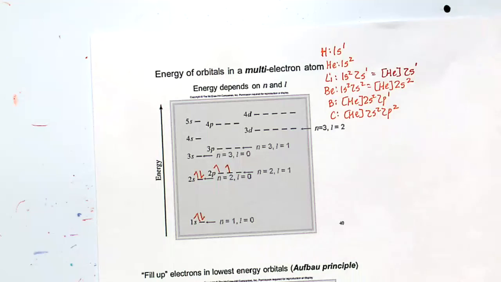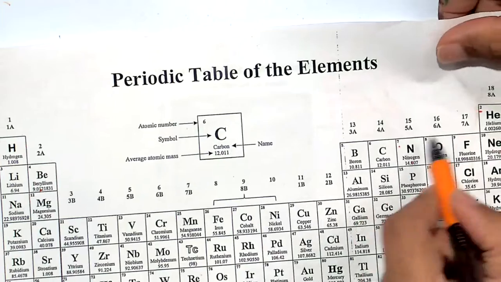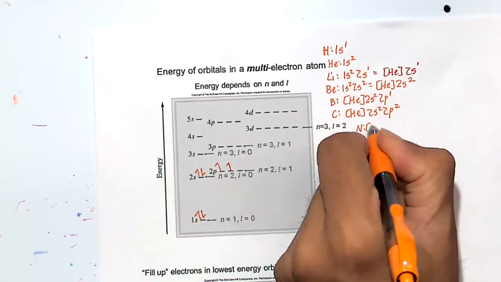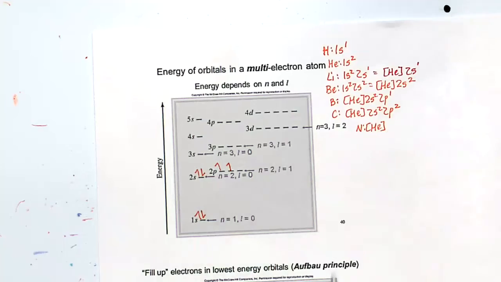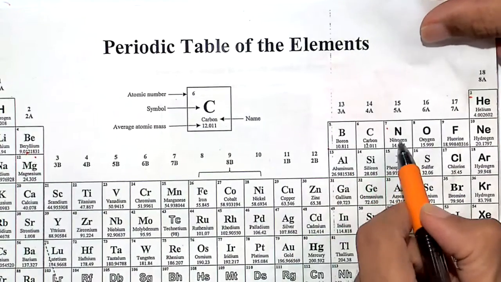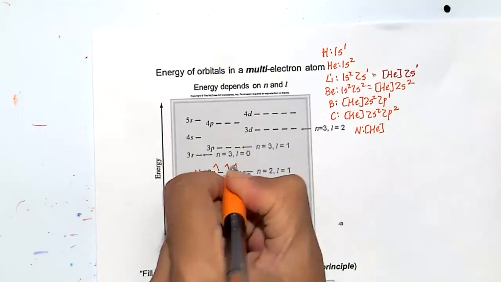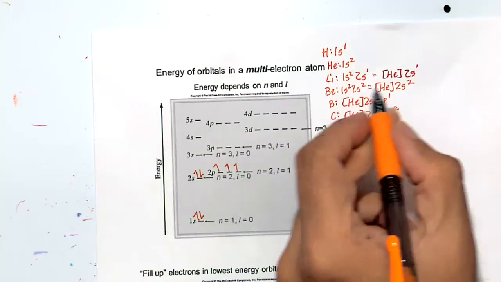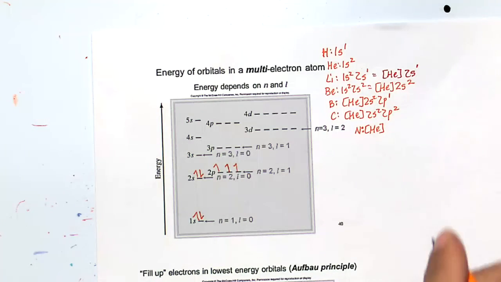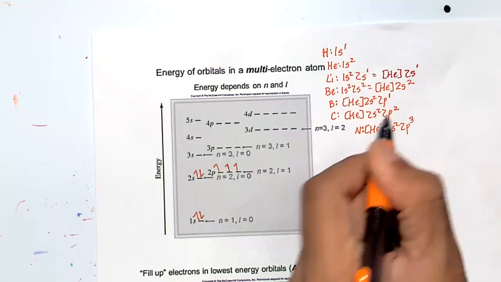All right, nitrogen. What would nitrogen be? Nitrogen is next on the list. 7 electrons, 2 of them from helium. 2s2, 2p1, 2p2, 2p3. It's going to go spin up, spin up, spin up. So nitrogen is helium 2s2, 2p3.